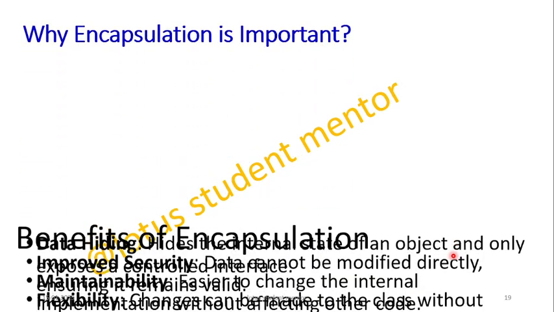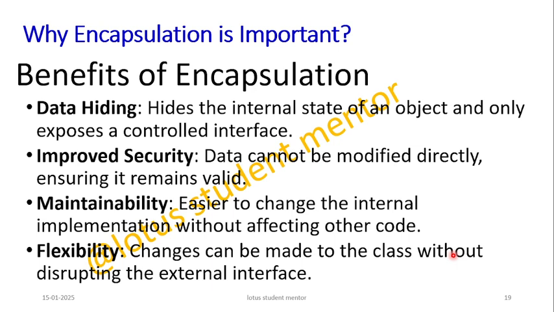Next, why is encapsulation important? Because of four main things: data hiding, improved security, maintainability and flexibility. Data hiding can also take place in the concept of abstraction, where the implementation details are hidden. Whereas here, it hides the internal state of an object and only exposes the controlled interface. That is the difference between encapsulation and abstraction.